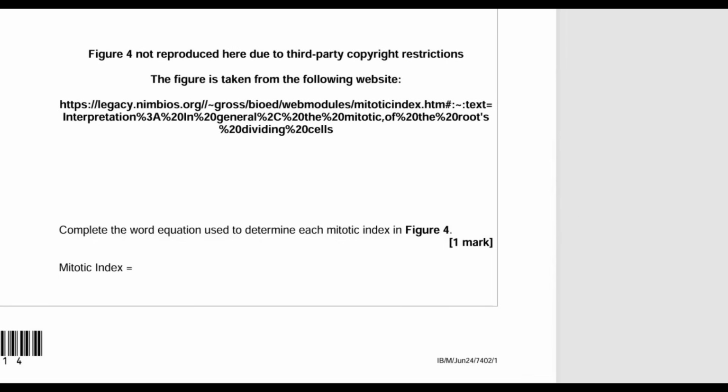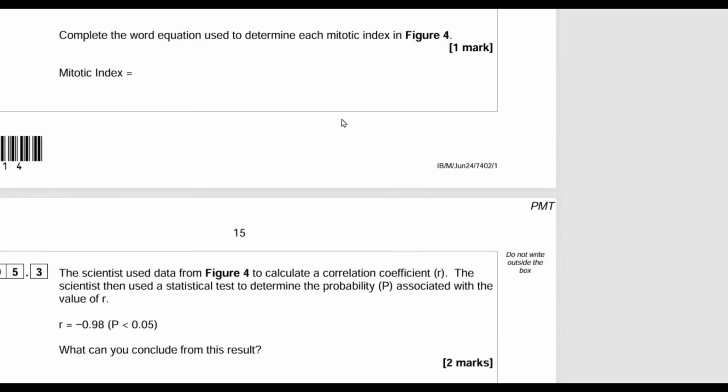Now, let's go on here. Complete the word equation used to determine each mitotic index in figure 4. So how do you calculate the mitotic index? You need to know this off by heart. If you don't know it, I suggest that you get out a revision card, write out this equation and learn it off by heart.